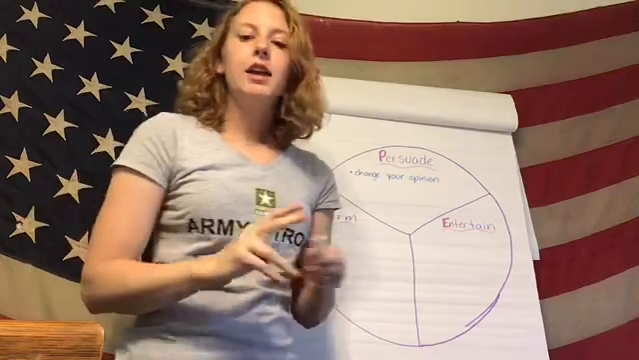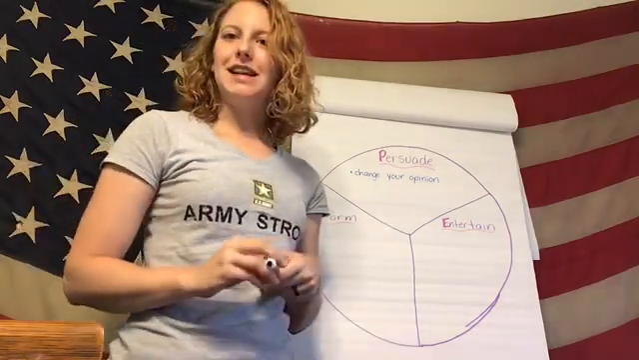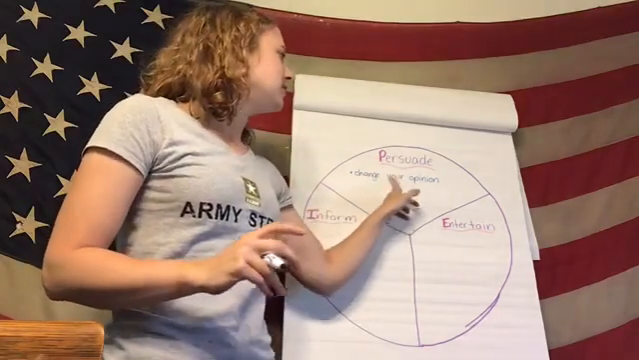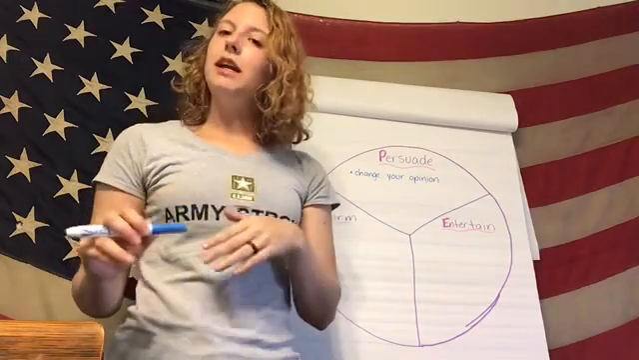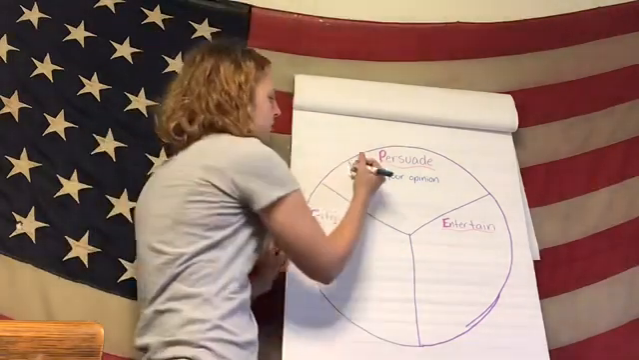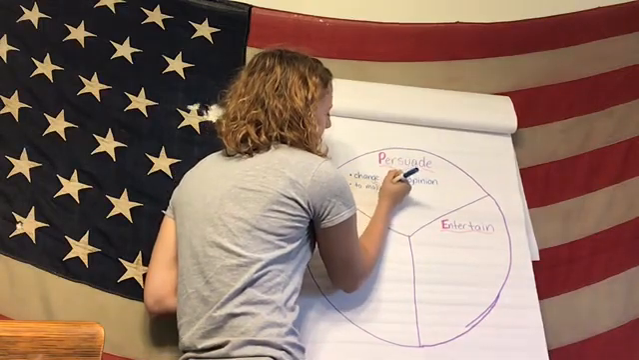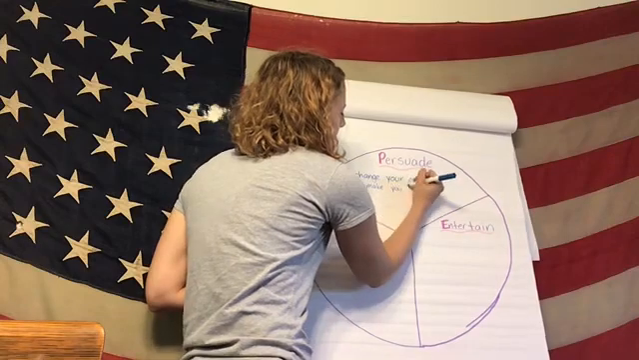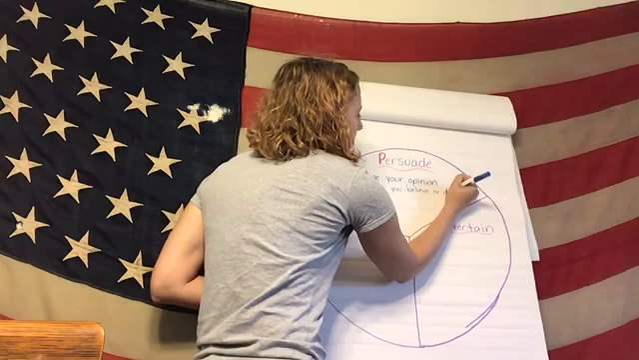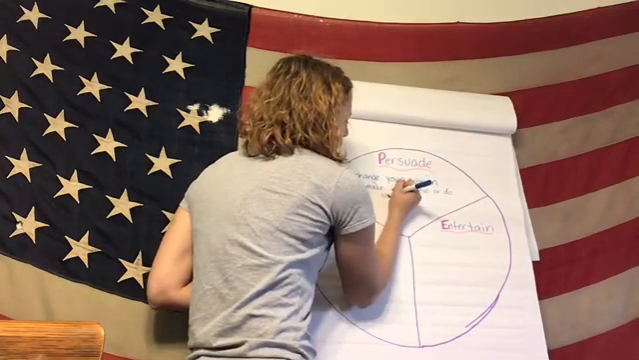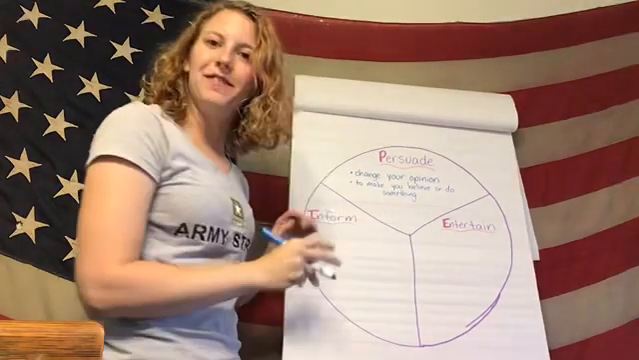Now, you can either follow along and draw this on your own sheet of paper, or you can just listen as I talk. So persuade means to change your opinion. The author is trying to get you to believe or to do something. That's the first piece of our pie.